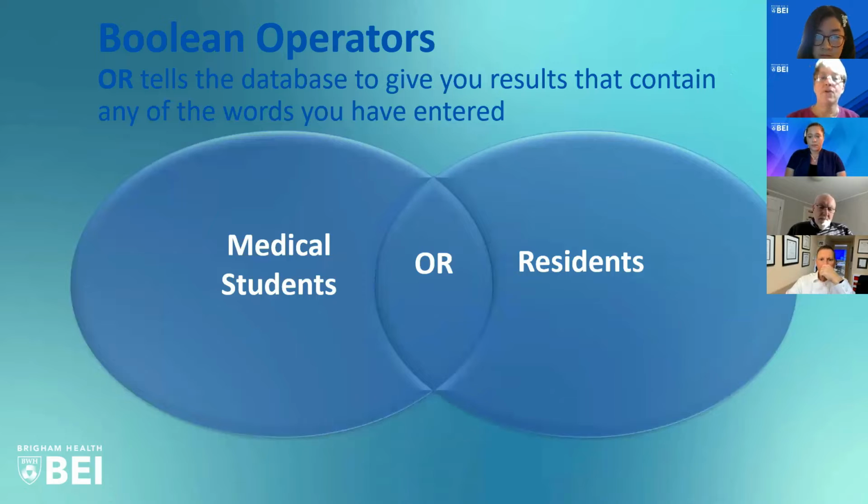And then the Boolean operator OR is when you want to combine your synonyms. Basically, when you're setting up your search strategy, you want to use OR for the synonyms. So it tells the database to give you results that contain any of the words you've entered.